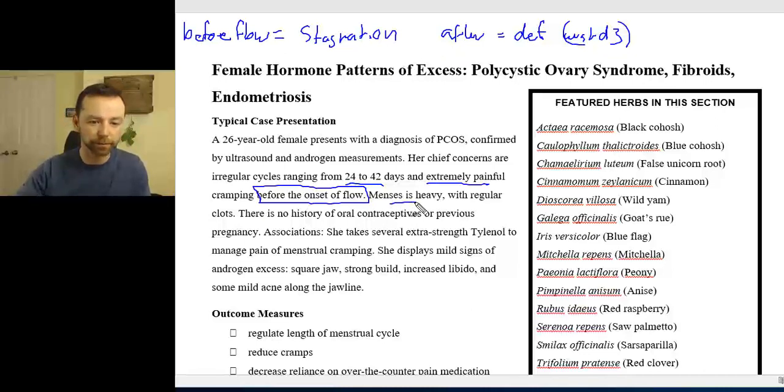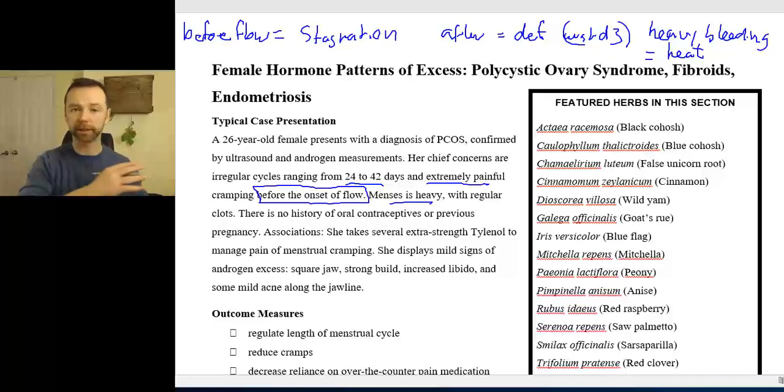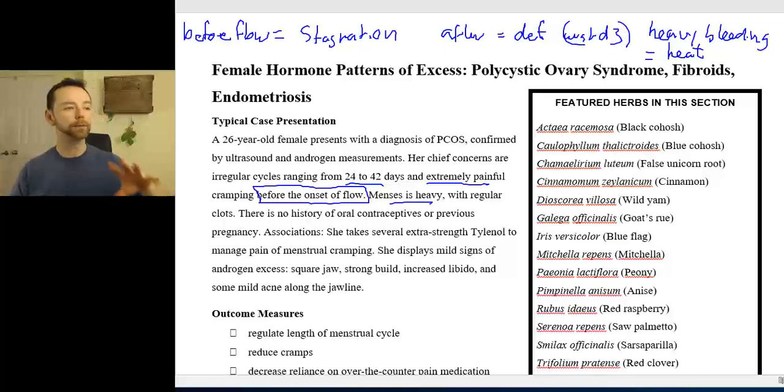Menses is heavy. Heavy bleeding, 98% of the time, equals heat. And this is a really important point to make, because I only recently sort of heard this described as such, and I really like it. It's the idea that often we have women who are anemic. We can set TCM aside for a moment. We have women who are anemic, and yet they still get really heavy periods. And so we start to think to ourselves, well, why does that happen? Why would a body that knows it's anemic still make not just a period, but a heavy period?